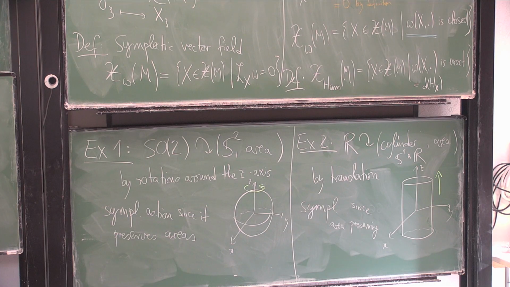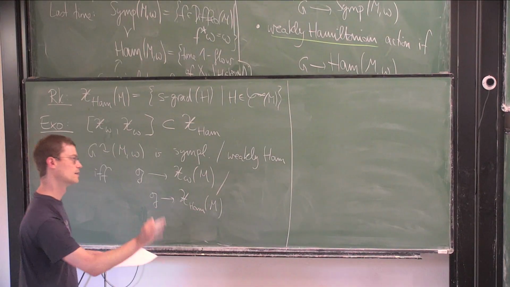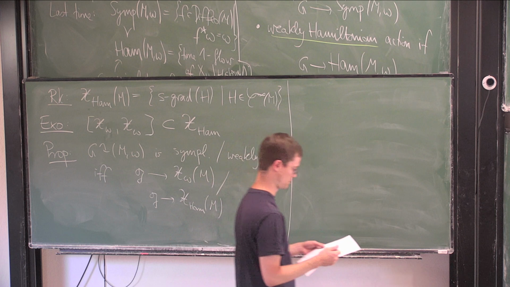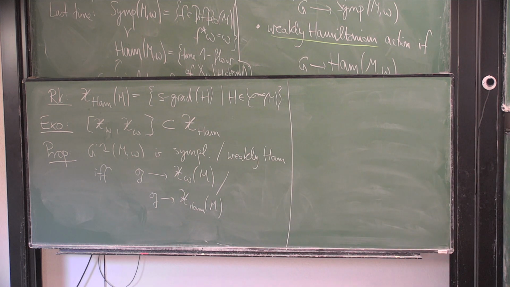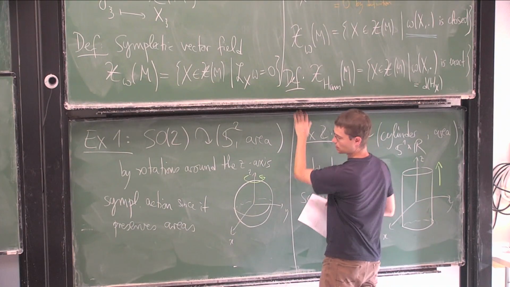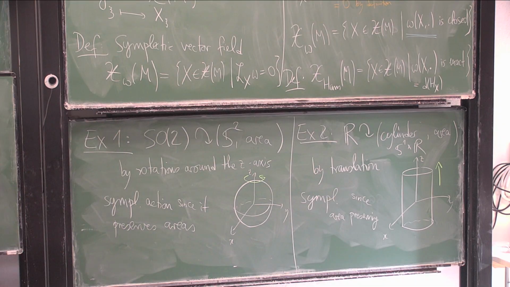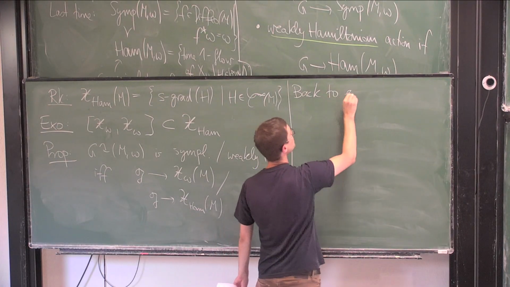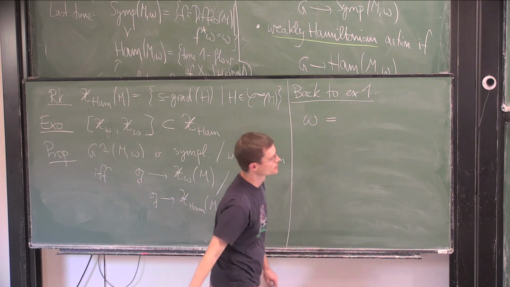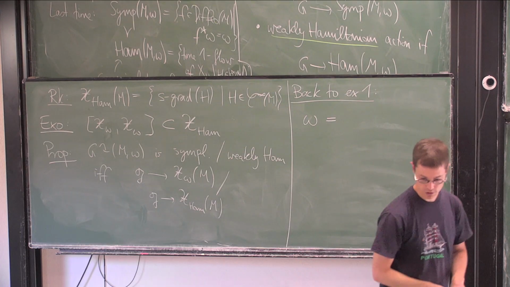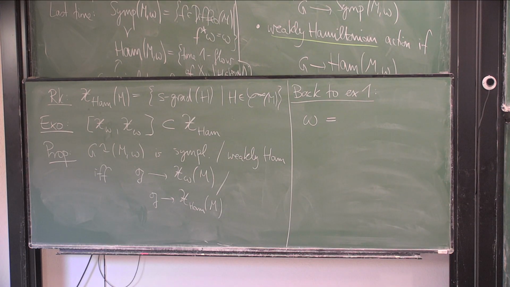And we'll see what happens in order to decide whether they are weakly Hamiltonian or not. So maybe we should be a bit more precise, and we should write what exactly the symplectic form is. Here, back to example 1. So what is omega? Let's put maybe some coordinates. We're on a sphere, so let's put spherical coordinates.